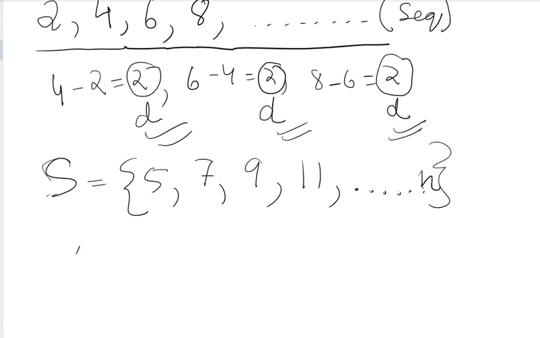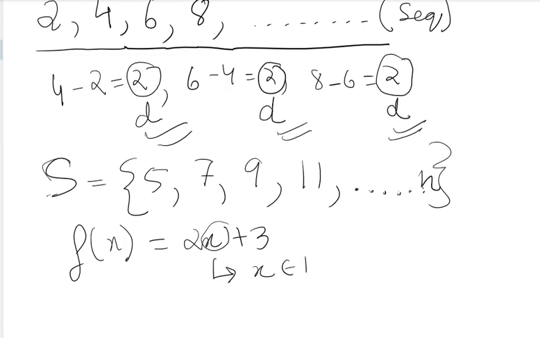If I give you a function, say f of x equals 2x plus 3, and I tell you to start putting the values for x, where x belongs to natural numbers. So I start putting the values of n over here. If I put 1, I'm going to get 5. If I put 2, 2 twos are 4, plus 3 is 7. So I'm getting these values from the set. If I put 3, I get 9. So I'm getting these values when I start putting the values of x, and the values of x are natural numbers.